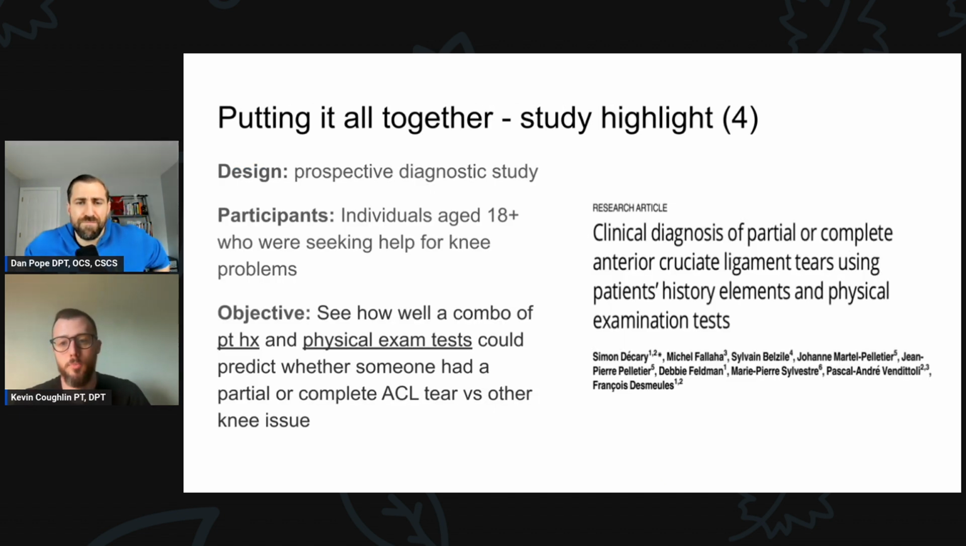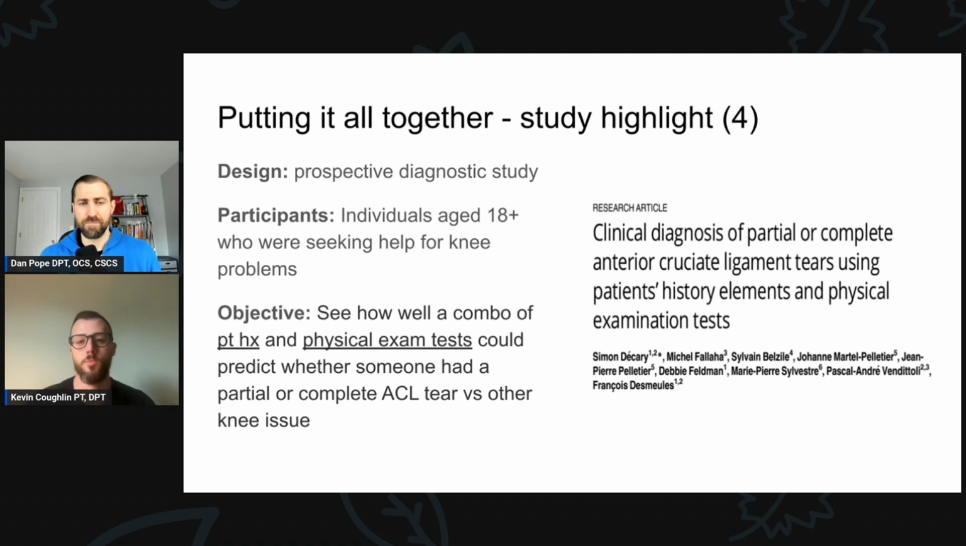Okay, so putting it all together, we have another study here that I think is good because this study is talking about combining what we see in the subjective examination with what we're seeing in the objective examination. So that last study was really just looking at objective clinical tests. So this is a prospective diagnostic study. The title was Clinical Diagnosis of Partial or Complete ACL Tears Using Patient History Elements and Physical Exam Tests.